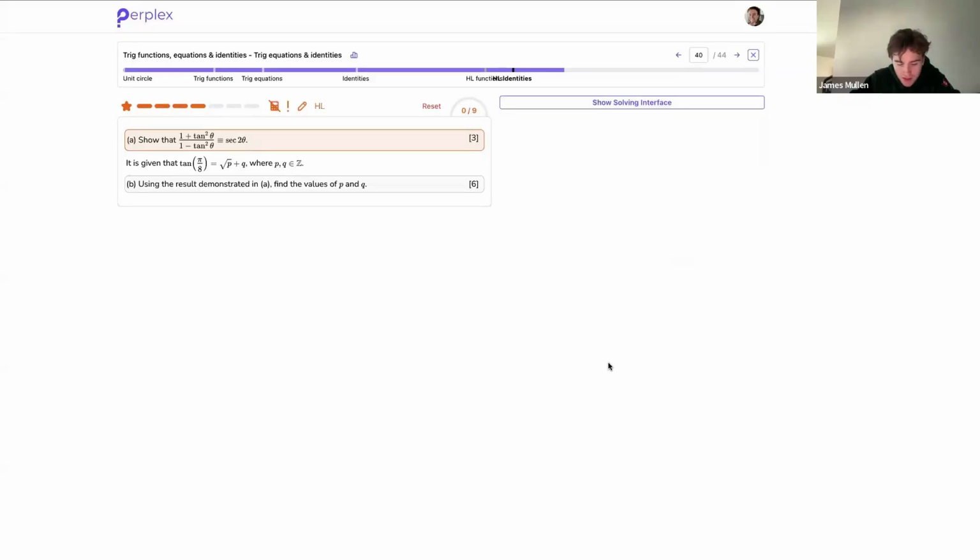So we're trying to show that 1 plus tan squared over 1 minus tan squared is equal to secant of 2 theta. All right. So let's start by noticing that 1 plus tan squared is the same thing as sec squared, because I have the identity 1 plus tan squared theta is equal to sec squared theta. So I have 1 plus tan squared theta over 1 minus tan squared theta is the same thing as sec squared of theta over 1 minus tan squared of theta.